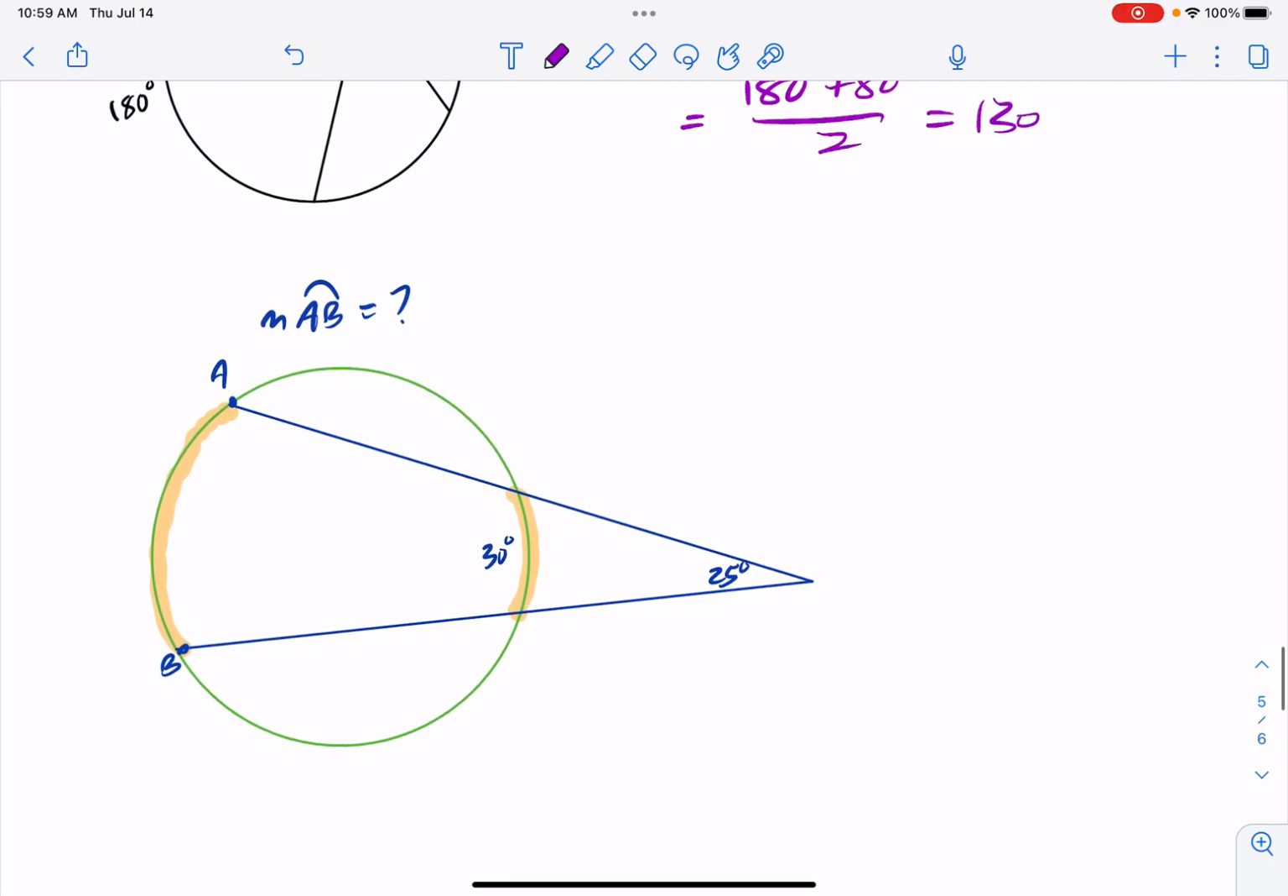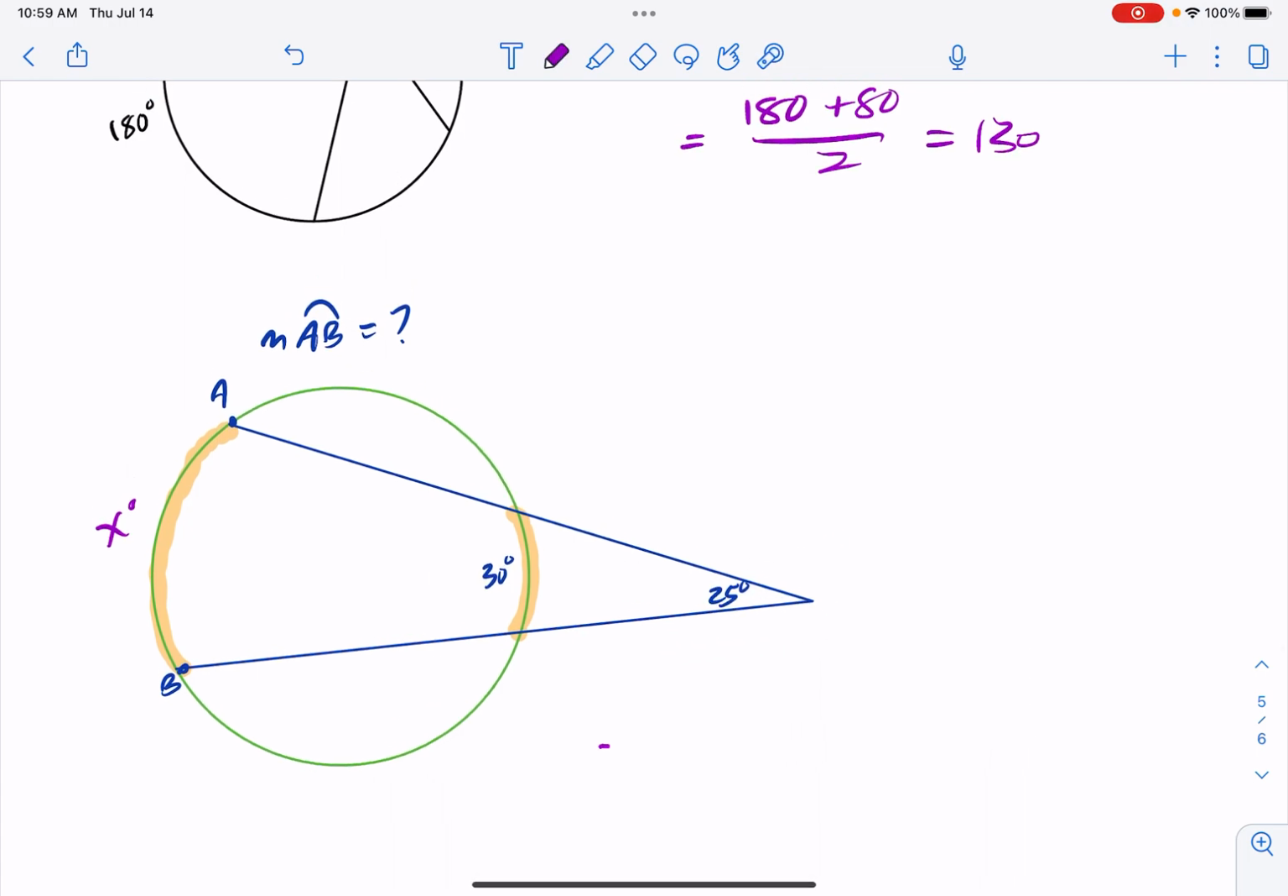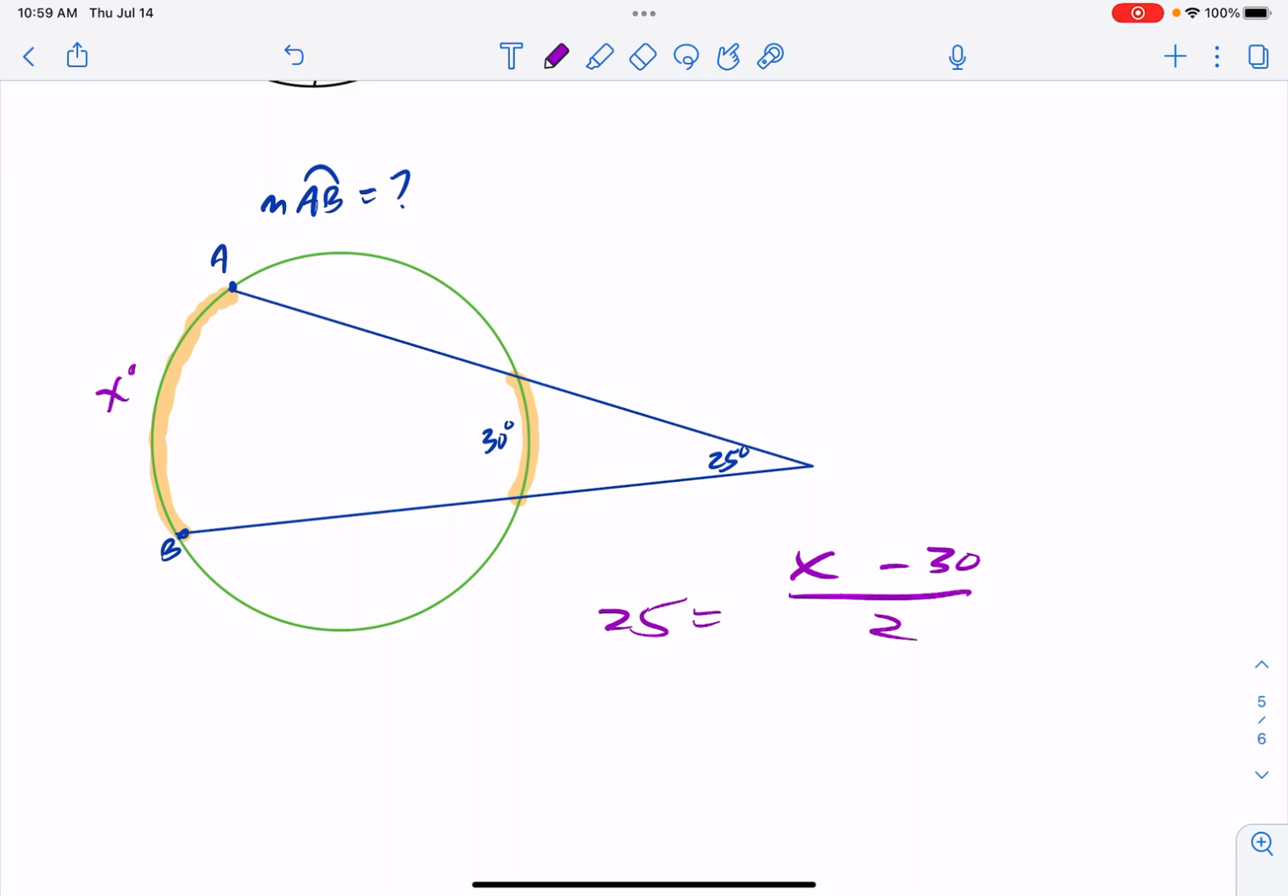Let's look at this one. This one's a little bit different. I'm telling you how big this angle is. I'm telling you how big this arc is, and we don't know how big this arc is. Let's call it x degrees. So here we have secants intersecting outside. The rule for that one involves subtraction. So the measure of that angle is big arc minus small arc over 2. To solve this, we can multiply each side by 2. So 50 equals x minus 30. And if we add 30 to each side, we get 80 degrees, which seems believable from my picture.